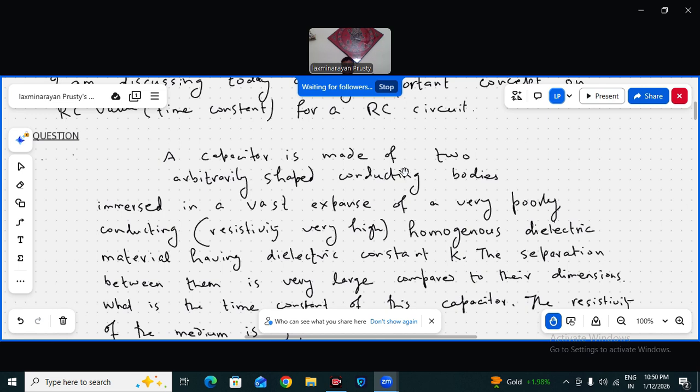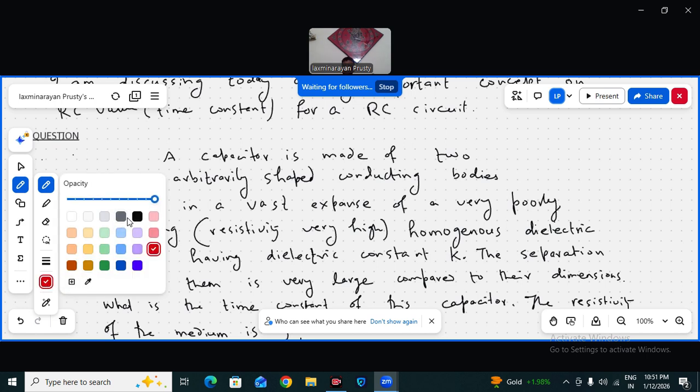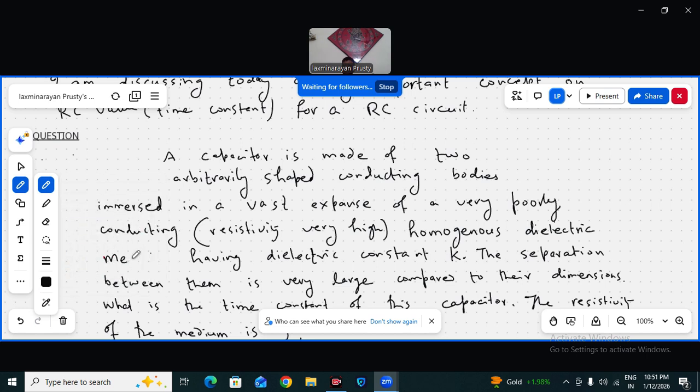A capacitor is made of two arbitrarily shaped conducting bodies. Two conducting bodies, shapes are arbitrary. They are immersed in a vast expanse of very poorly conducting homogeneous dielectric medium. Call it medium, material, medium. So, two arbitrarily shaped conducting bodies immersed in a vast expanse.